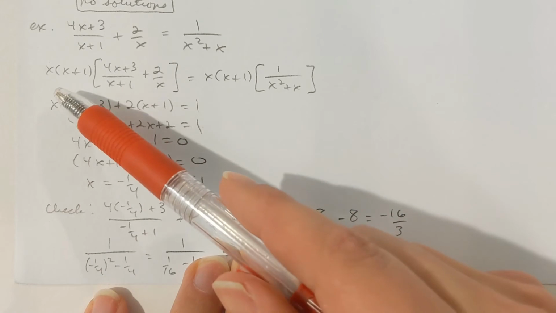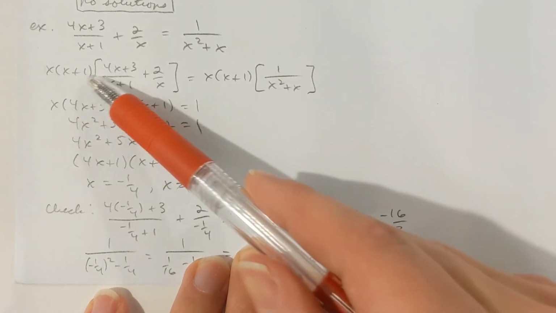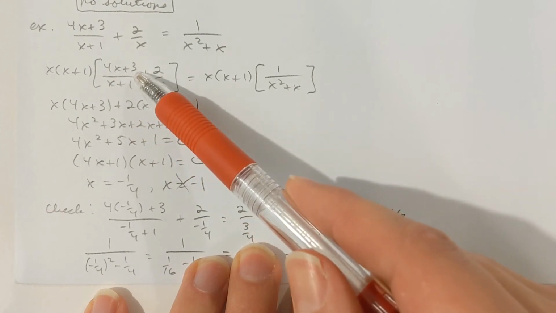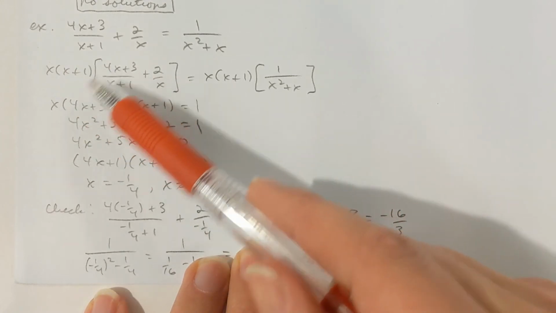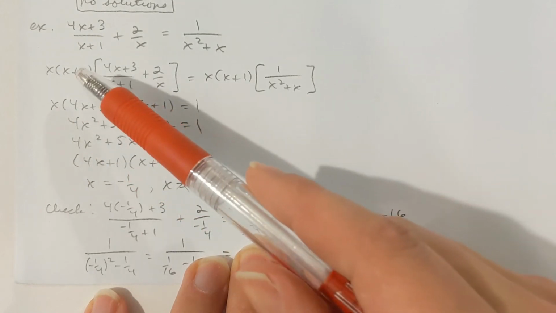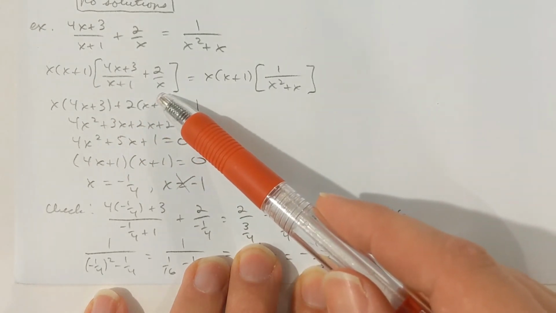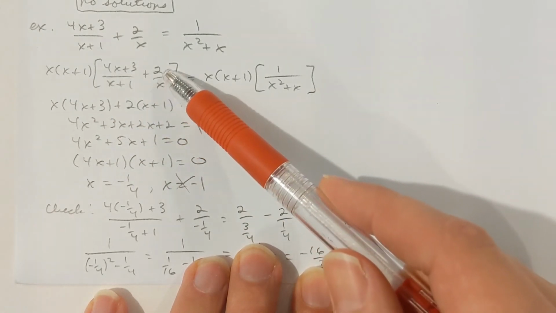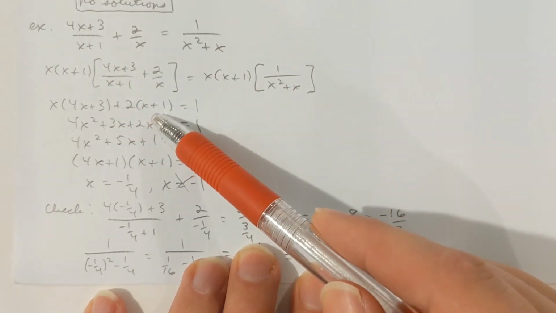On the left, when you distribute x times x plus 1 into the first term, the x plus 1s will cancel. That'll leave you with the 4x plus 3 that was in the numerator, also the x that's still coming into that first term, plus when you distribute x times x plus 1 in the second term, the x's will cancel. That'll leave you with the 2 that was in the numerator, also the x plus 1 that's still coming into that second term there.